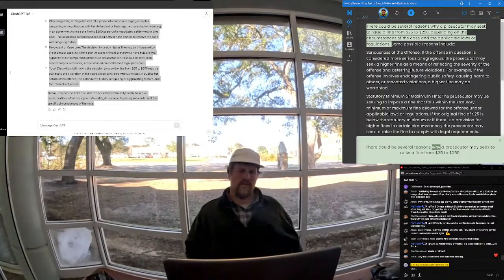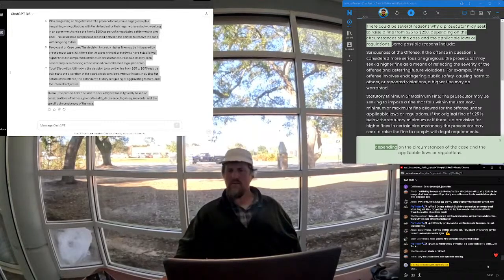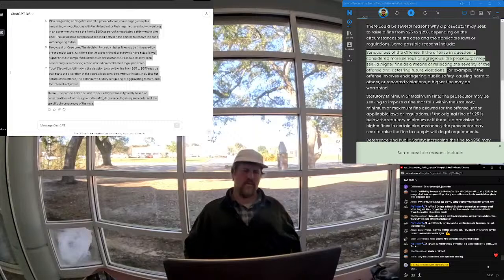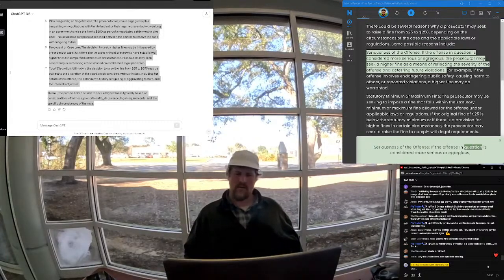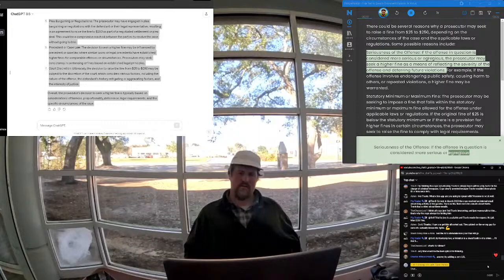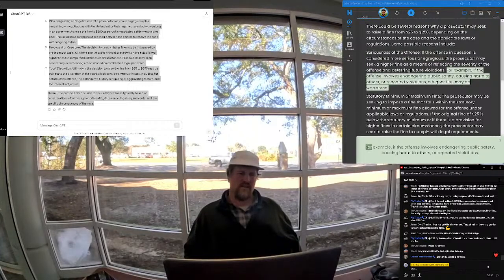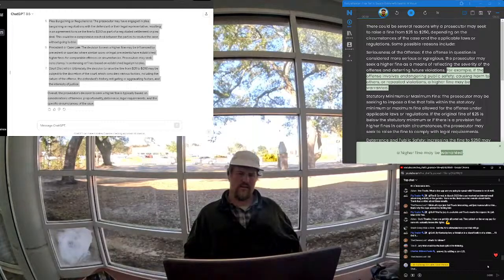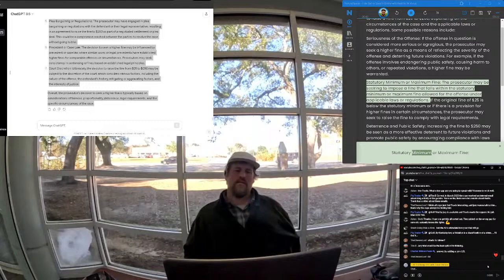There could be several reasons why a prosecutor may seek to raise a fine from $25 to $250, depending on the circumstances of the case and the applicable laws or regulations. Some possible reasons include seriousness of the offense. If the offense in question is considered more serious or egregious, the prosecutor may seek a higher fine as a means of reflecting the severity of the offense and deterring future violations. For example, if the offense involves endangering public safety, causing harm to others, or repeated violations, a higher fine may be warranted. Statutory minimum or maximum fine.